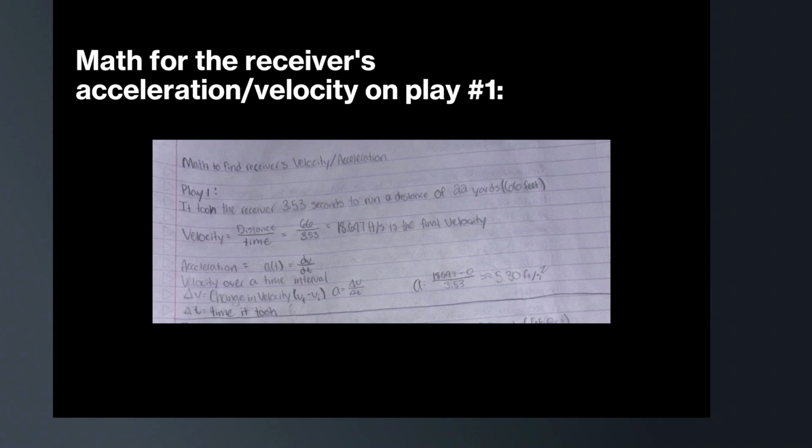So what I ended up getting is that his acceleration on this play would be 5.30 feet per second squared, with delta v being a change in velocity, which is the final velocity minus the initial velocity, which the initial velocity would be zero in this case since he's at a standstill, and then delta t being the time it took to get there. So I ended up getting 5.30 feet per second squared.